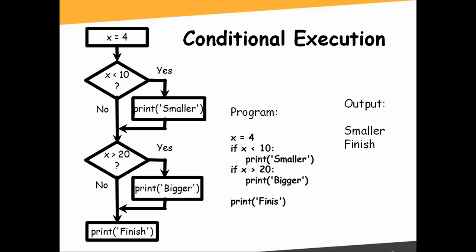If this is true, it prints smaller. If it is no, it directly comes here, it won't print smaller, and then it will start executing this if statement. So here we are checking x greater than 20. If it is true, then it executes its corresponding statement, that is print bigger. If it is not, then it goes out of the if statement, then it executes the following statement, that is print finish. So this is how conditional execution works.